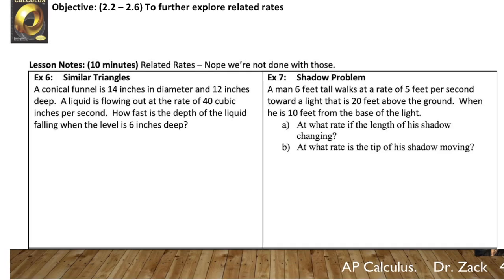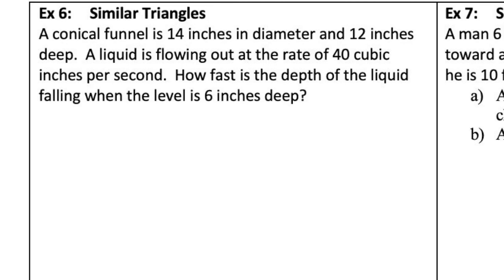So we're going to now look at a problem that involves similar triangles. We have a conical funnel. It is 14 inches in diameter and 12 inches deep. A liquid is flowing out at a rate of 40 cubic inches per second. How fast is the depth of the liquid falling when the level is 6 inches deep?